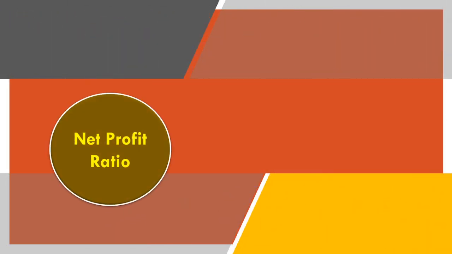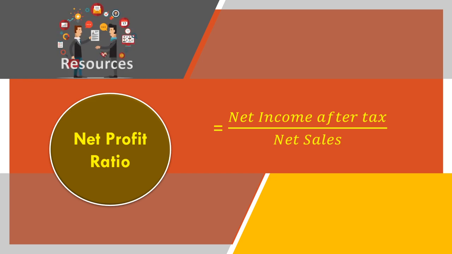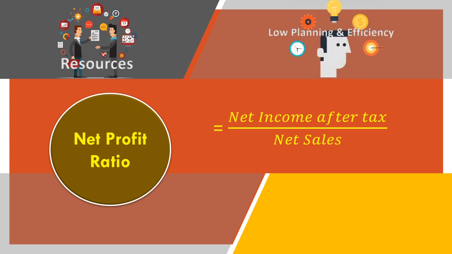Next one, net profit ratio, is calculated by dividing net income after tax by net sales. A higher ratio is an indication of efficient use of total resources, whereas a low ratio, on the contrary, would mean poor financial planning and low efficiency.